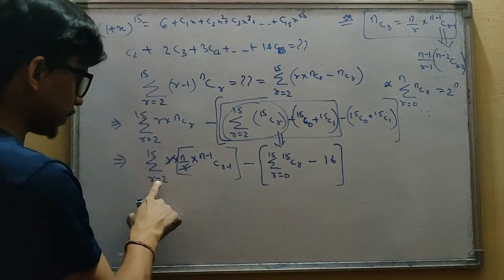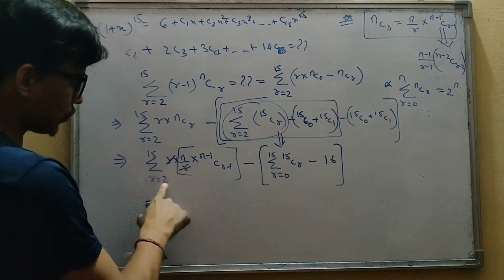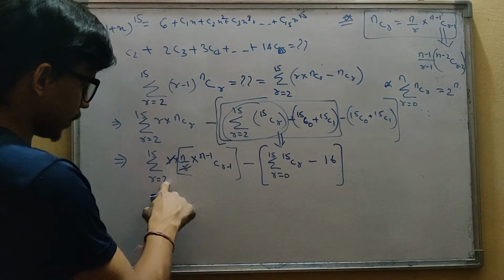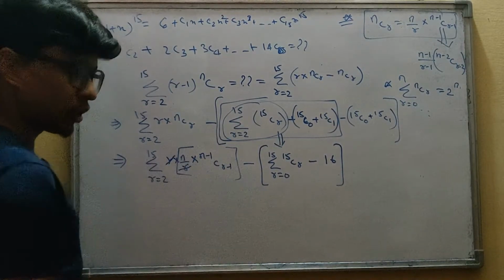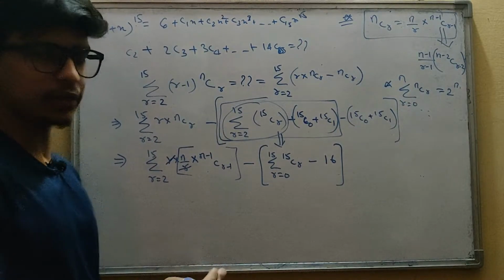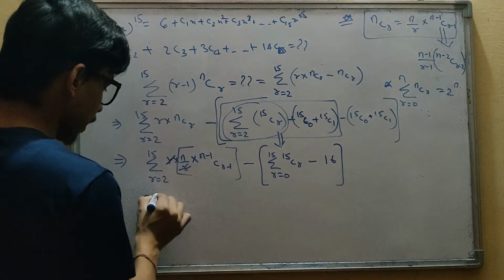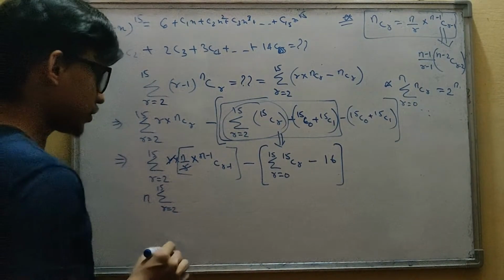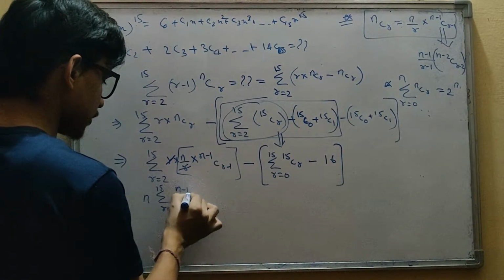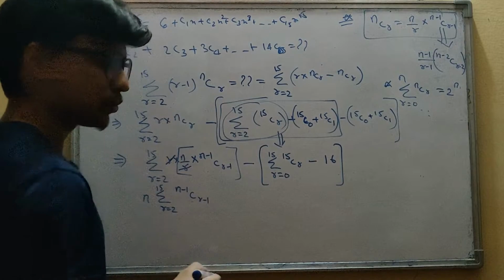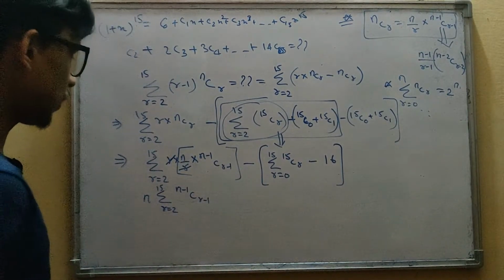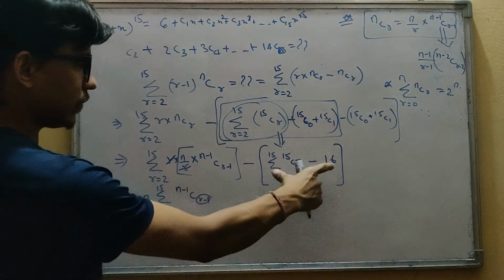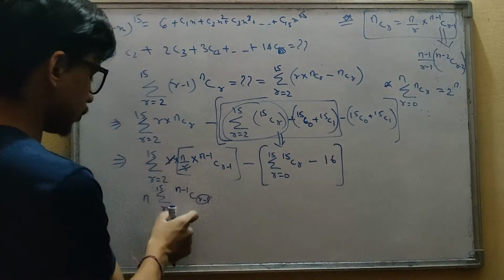Except the limit, means if you are putting a limit from r equals 2, the limit is only on the r. So except r, everything is treated as a constant, so n is going to be outside. So n times summation from r equals 2 to 15 of n minus 1 c r minus 1. So this is how you can do this. Now if you take it like this, r minus 1. Okay, so we are done with this, and we are solving this now.